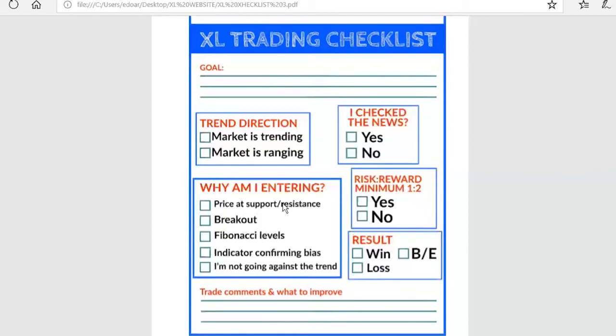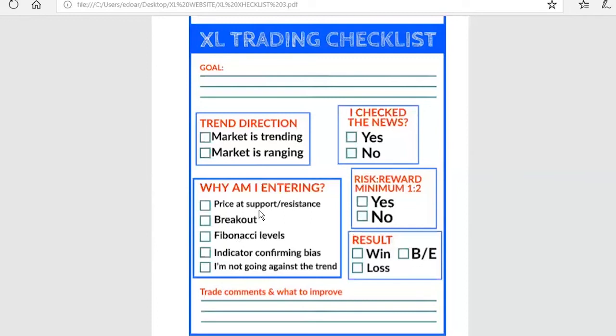Then we move on to the section of why am I entering this trade? It could be either because the price is at support and resistance, because there was a breakout maybe, Fibonacci levels, there is an indicator confirming my bias, and also you have to check that you're not going against the trend. So this is a checklist and you have to check more than one. If you have only one of these, you don't want to enter the trade. So an example is that if you only have Fibonacci levels that are giving you a buy or a sell signal, you don't want to enter that trade.